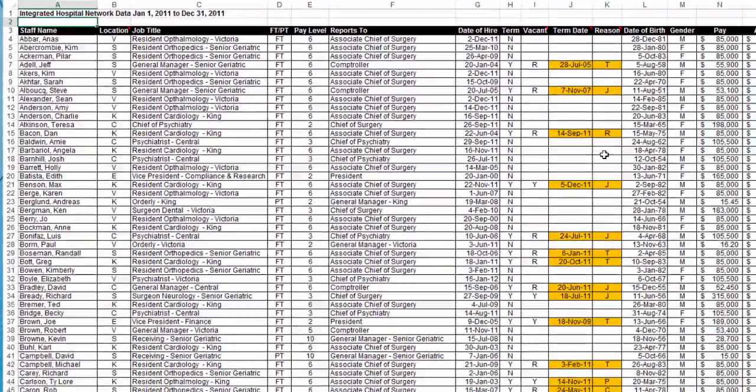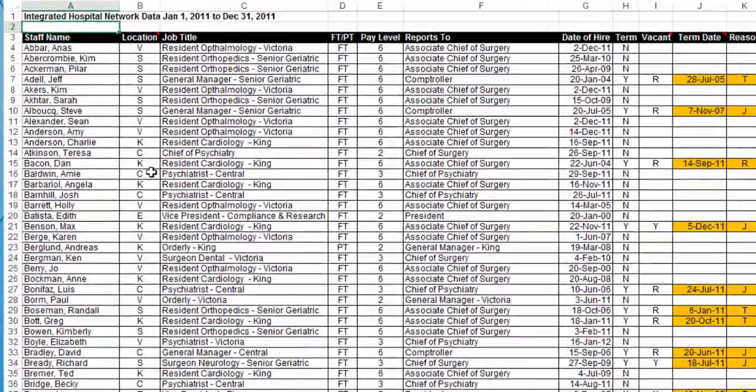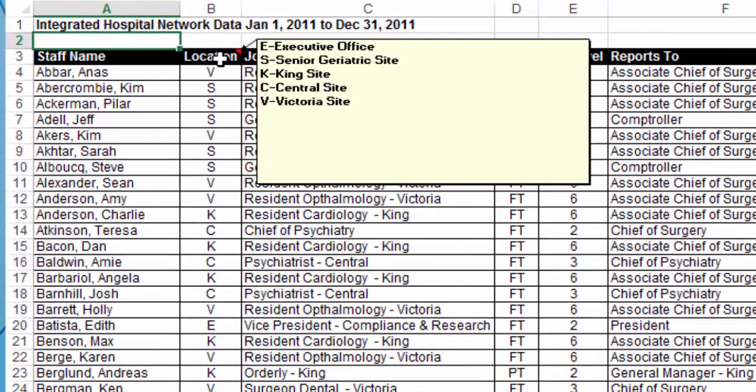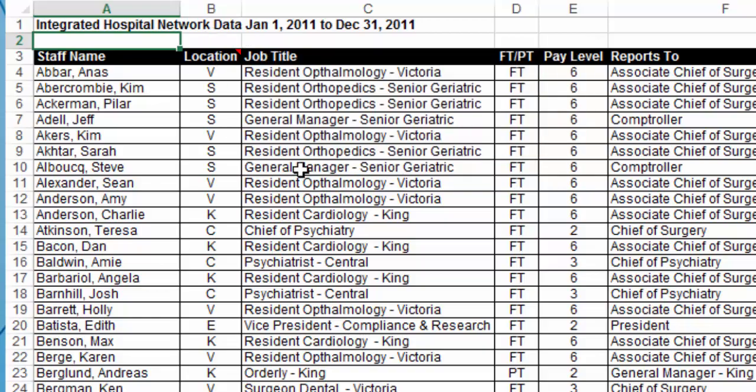So if you look at all these orange ones that have a term date next to them, they're all terminated. So most of the data mining that you will do, you want to make sure that you filter out the term dates. So you've got the location, and the hospital network has actually 5 different locations, but the executive office is actually at the central site, so it's not a physically different location. Now, you've got the job title of the individual, whether they're full-time, part-time, what their pay level is.